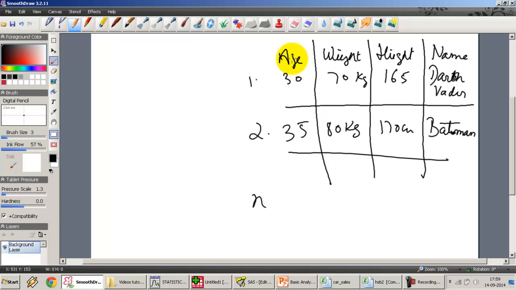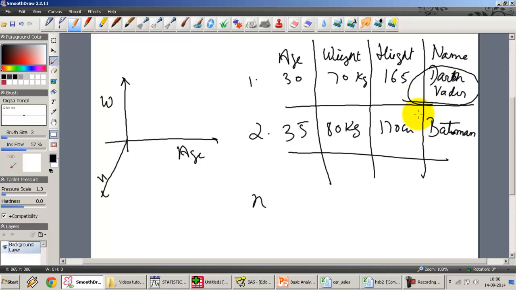So I'm measuring them on their age, their weight, their height, and their name. All of these are columns, all of these are variables. Now projecting age, weight, height is going to be very similar. It's going to be very simple. I put age on one axis, I put weight on one axis, I put, let's say, height on an axis. The problem arises with the name. How do you project names on an axis?